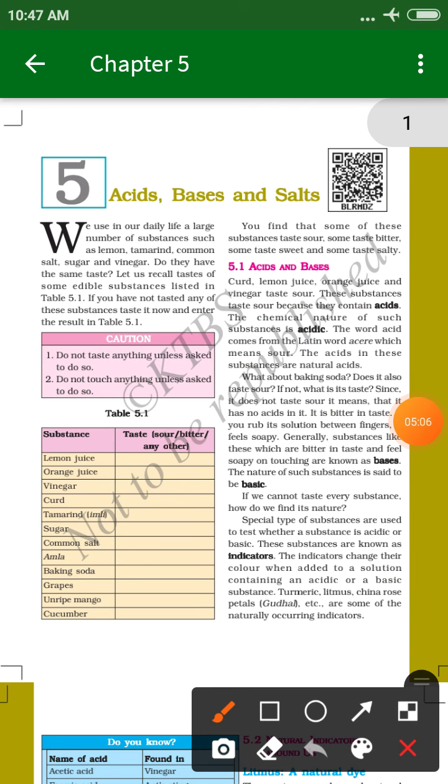Another concept here, children, is indicators. What are indicators? Indicators change their color when added to a solution containing acidic or basic substances. These are called indicators. For example, turmeric, litmus, China rose petals, etc. These are some of the natural indicators.